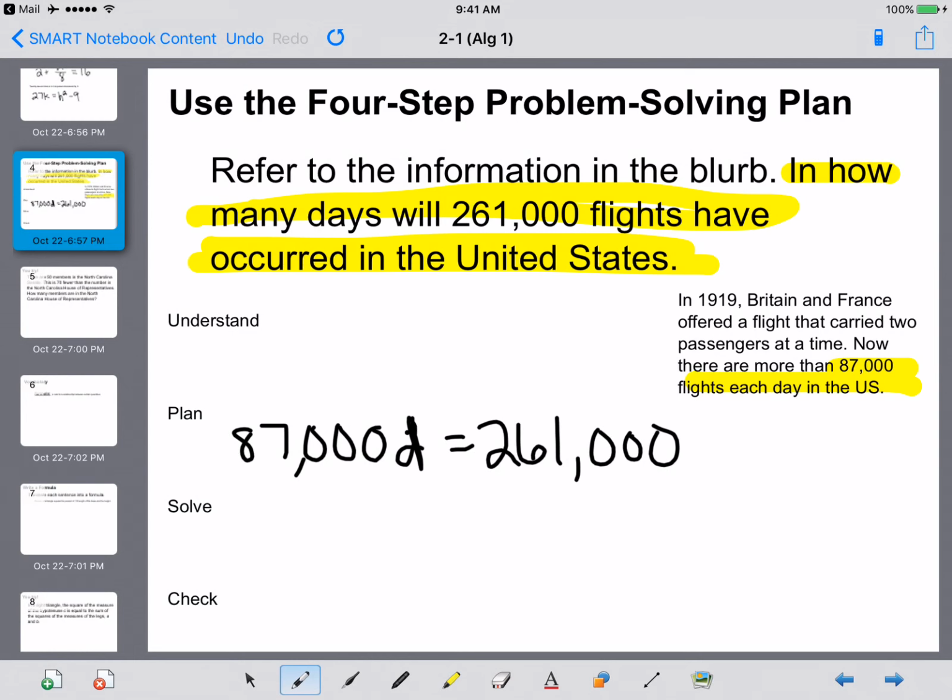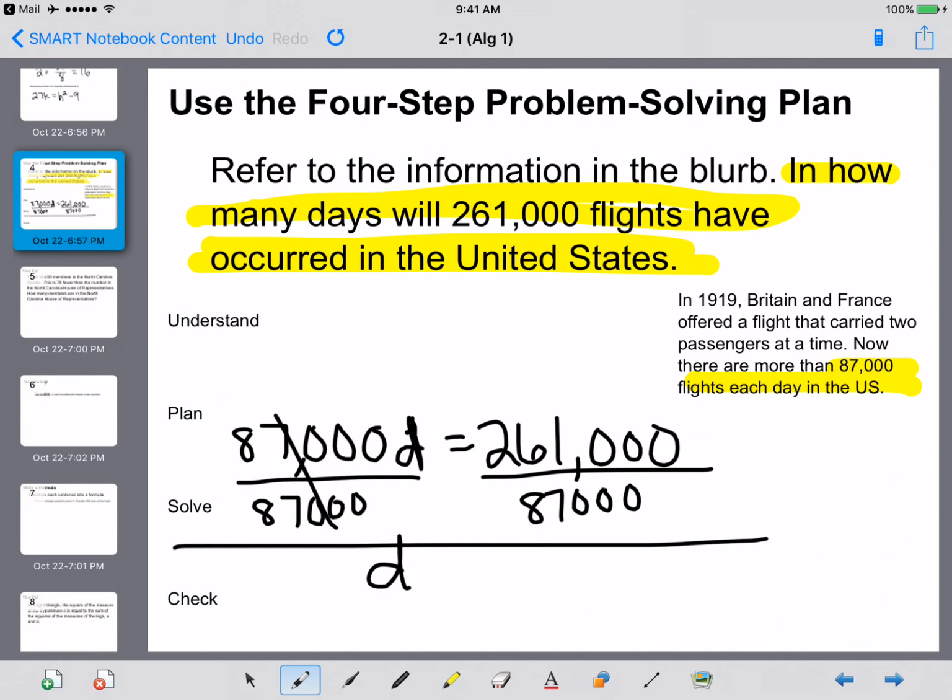So we need D by itself. So we have this 87,000 hanging out with it. So we need to get rid of it. So it's 87,000 times D, so we're going to divide by 87,000. What you do to one side, you do to the other. Those cancel out, and we have D equals 261,000 divided by 87,000, 3. So it'll take 3 days for 261,000 flights to occur. And we can go back in and check. We can do 3 times 87,000, and we get 261,000. So perfect.